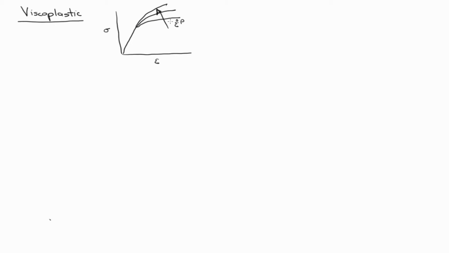So let's go to maybe the next most complex constitutive model, and this would be a model that's viscoplastic. So viscoplastic implies, visco implies that there's a rate dependence. So schematically, we'd have a stress strain curve where the hardening portion of the curve would be a function of strain rate.